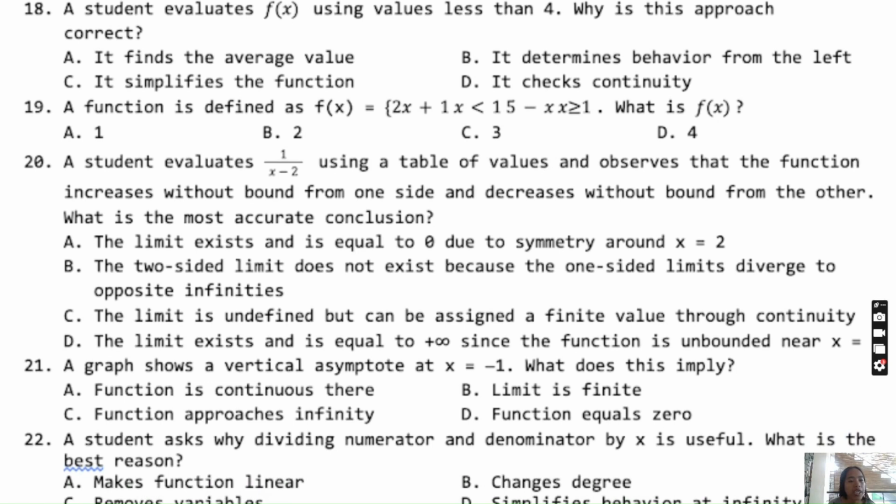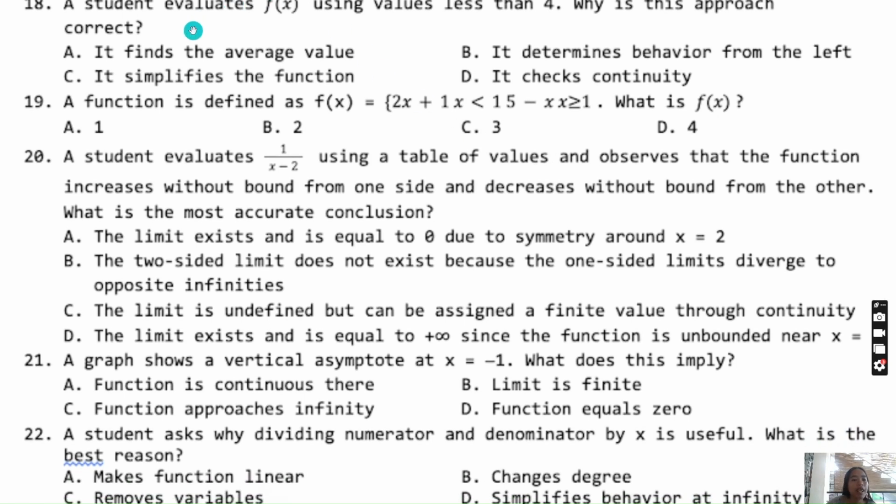So we are now in number 18. A student evaluates a function using values less than 4. Why is this approach correct? So the answer is letter B. It determines behavior from the left. So because values less than 4 approach the number from the left side, this helps us determine the left side.